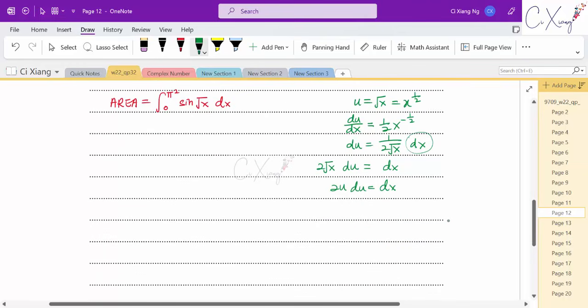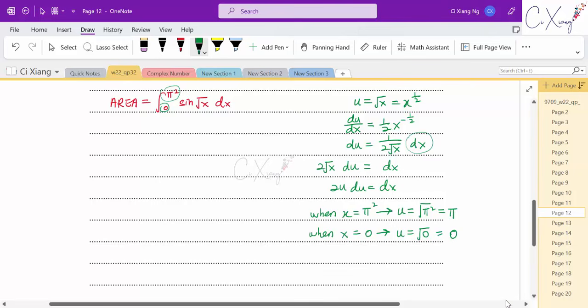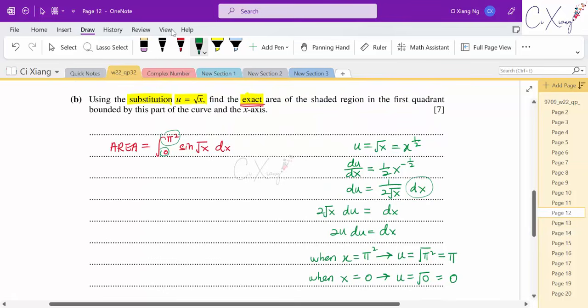And now we also need to consider the change of limit. All the limits here are values of x. So when x is equal to pi squared, what is the value of u? u equals square root x, so square root of pi squared, u is equal to pi. And for the lower limit, x equals 0. When x equals 0, u will be square root of 0, and of course we get 0. So once we have the change of limit and the change of variable from x to u, we can start our substitution process.